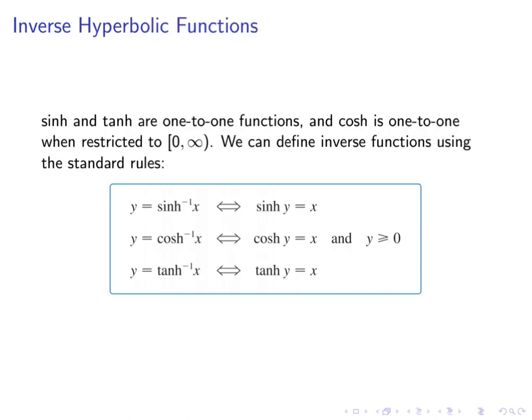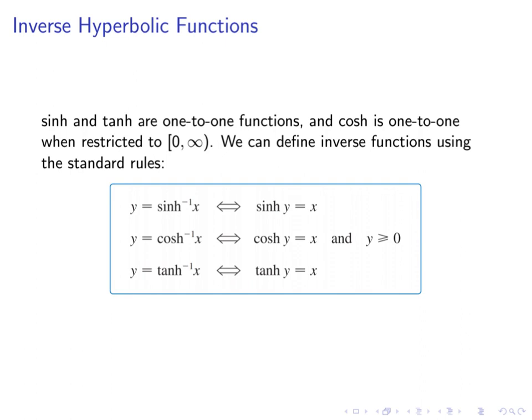Okay, so if we go back and look at the functions, say sinh and tanh, those were one-to-one functions. Cosh was not one-to-one, but it was one-to-one as long as you were on the interval from, say, 0 to infinity. So when those functions are one-to-one, you can define inverse functions. Just using the standard rules, y equals sinh inverse x is the same as saying sinh of y equals x. Y equals cosh inverse x is the same as saying cosh y equals x, and y is also positive. And same thing for tanh: y equals tanh inverse x is equivalent to saying tanh of y equals x.